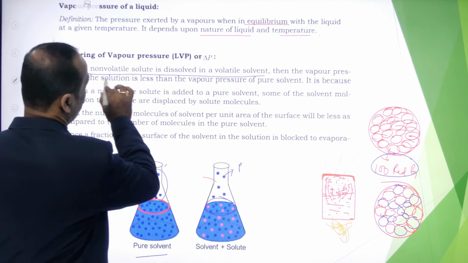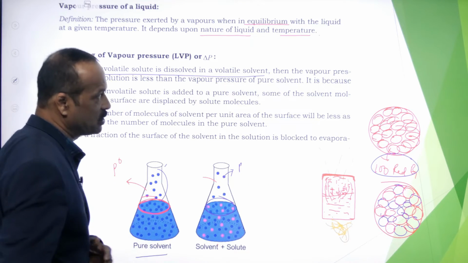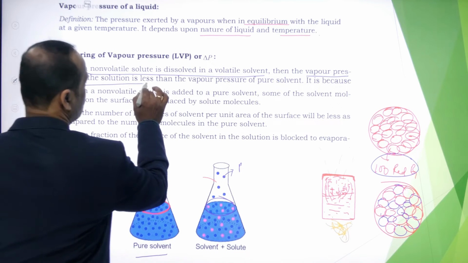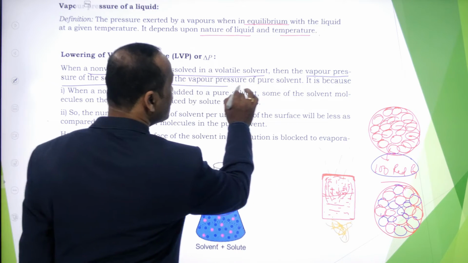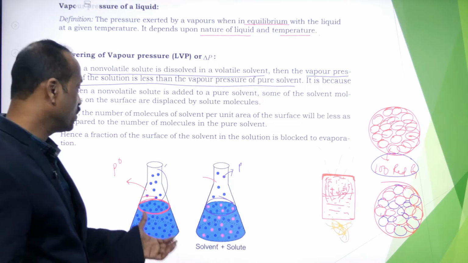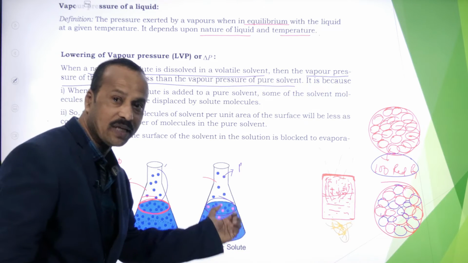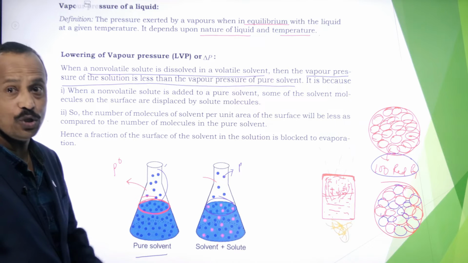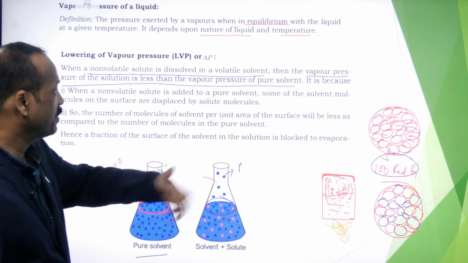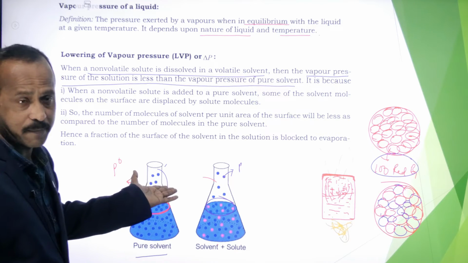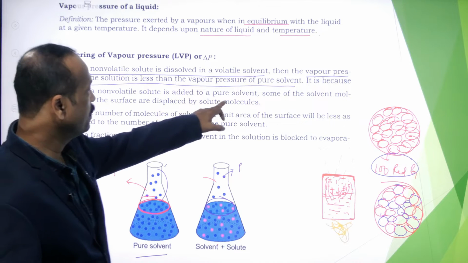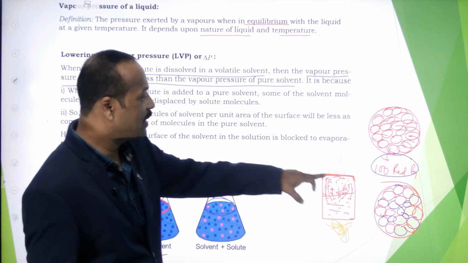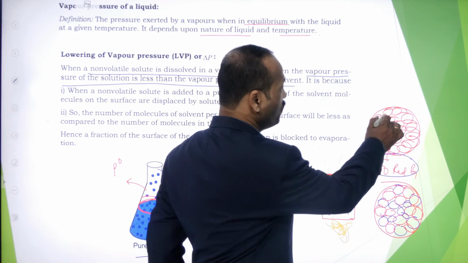Now see, a non-volatile solute is dissolved in a volatile solvent. Then what happens? The vapor pressure of the solution is less than the vapor pressure of the solvent. Clear to you? Why? The reason is explained here, just what I explained now. So when a non-volatile solute is added to a pure solvent, some of the solvent molecules on the surface are displaced by the solute molecules.